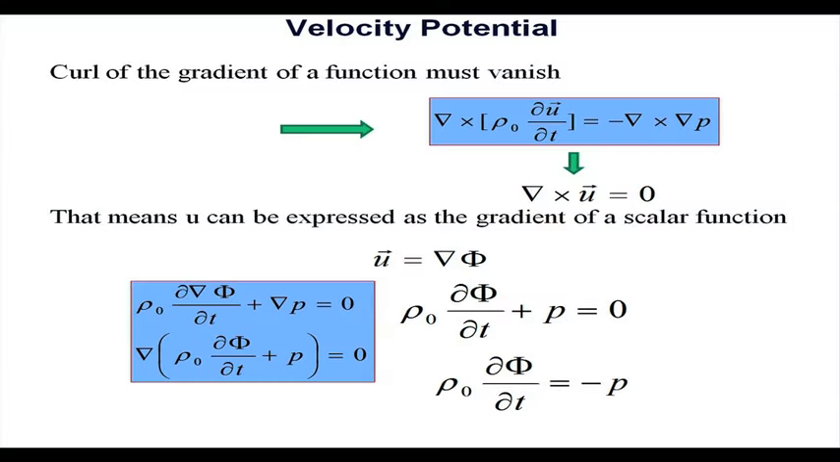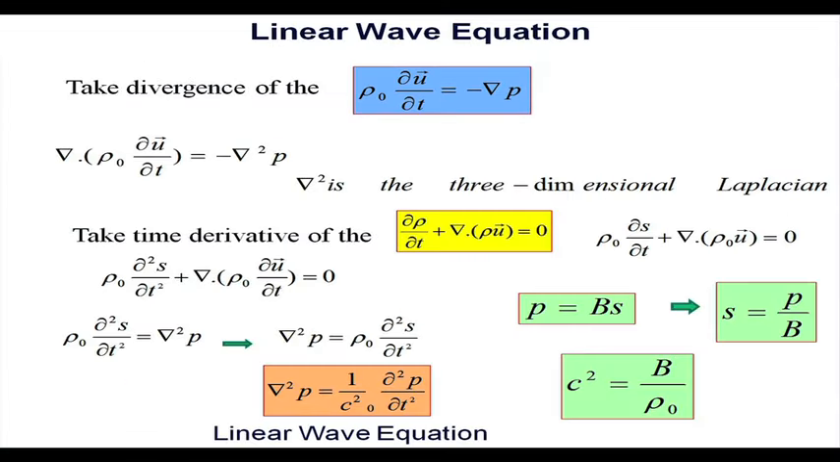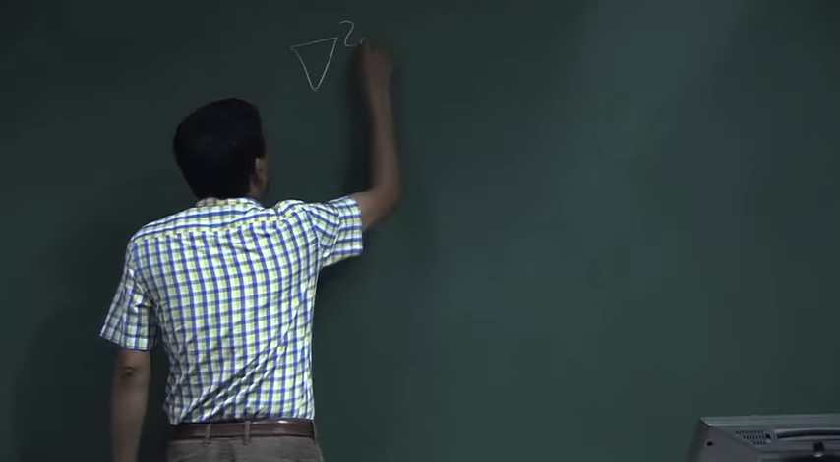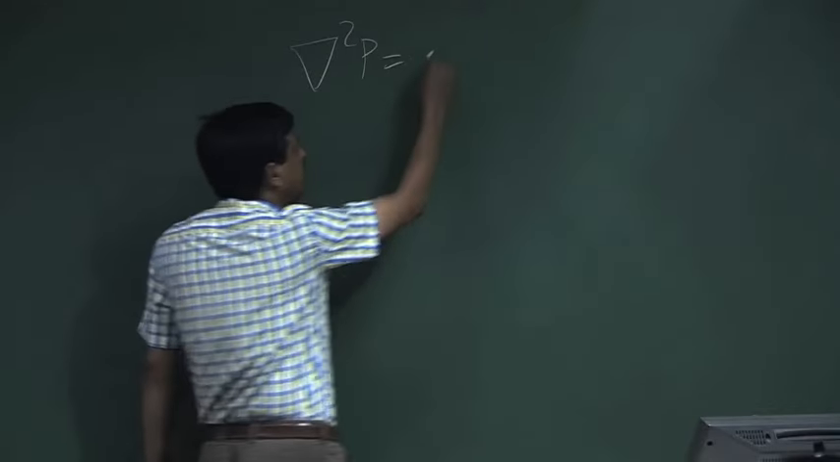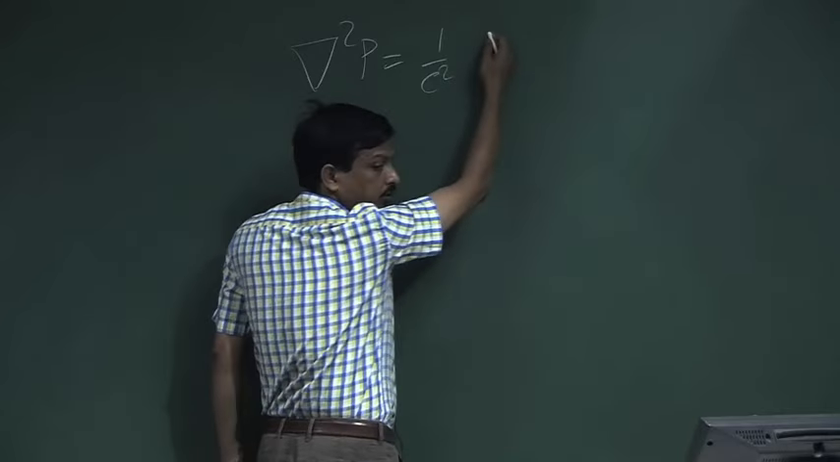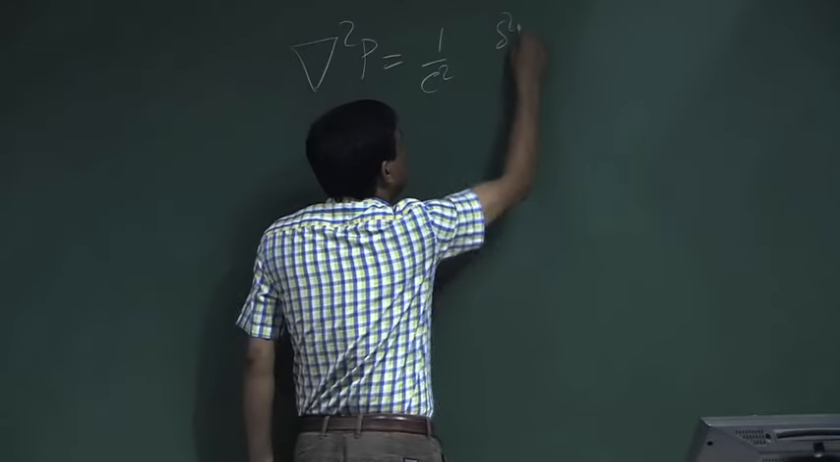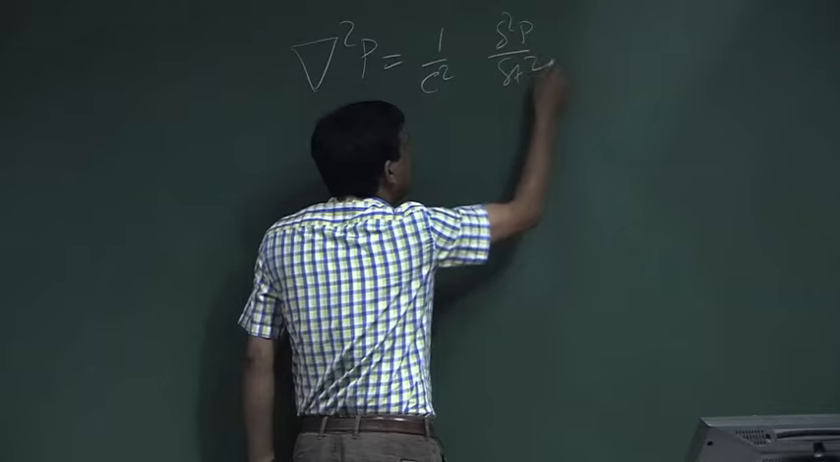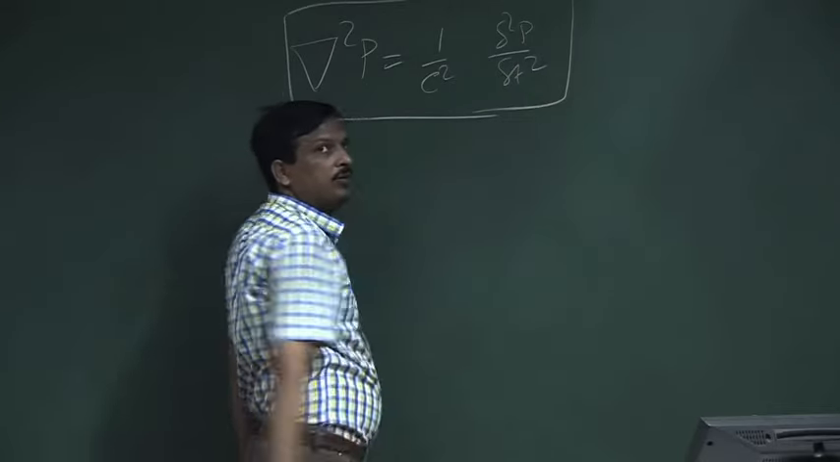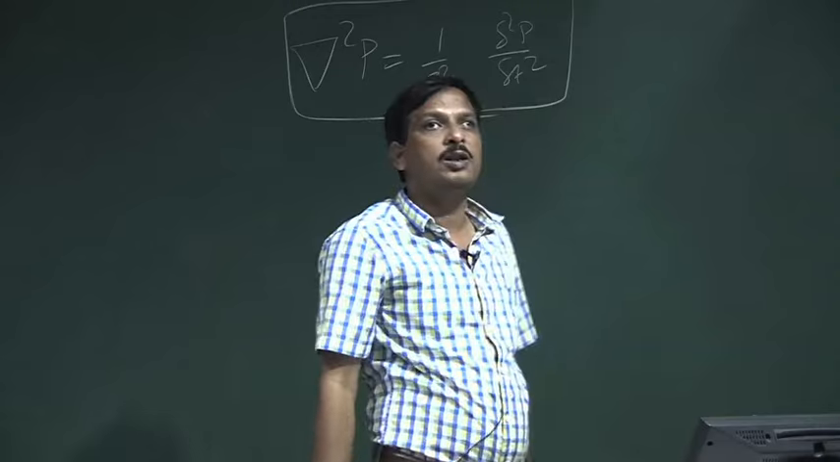So, last class we derived the plane wave equation, which is the Laplacian of the acoustic pressure, del square p, equal to 1 by c square times del square p by del t square. This is the plane wave, the linear wave equation, as we call it.